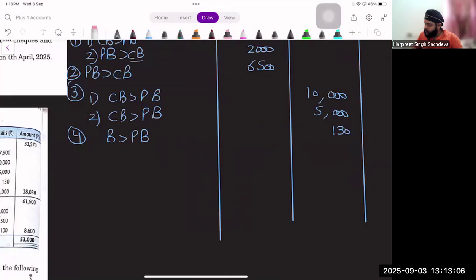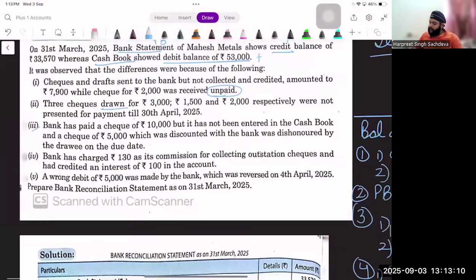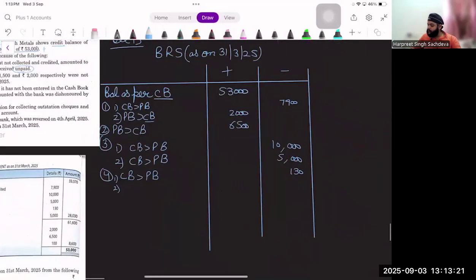This also contains 2 points. Bank has credited an interest. Credited means passbook is increased, cash book has not increased. So passbook is greater than cash book. So here 100 will be added.